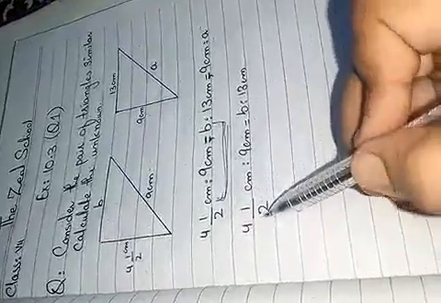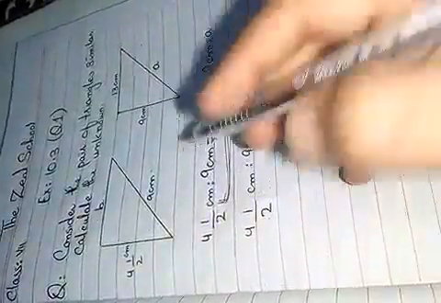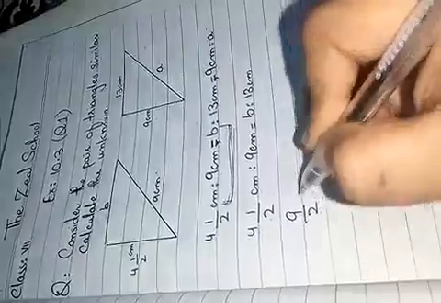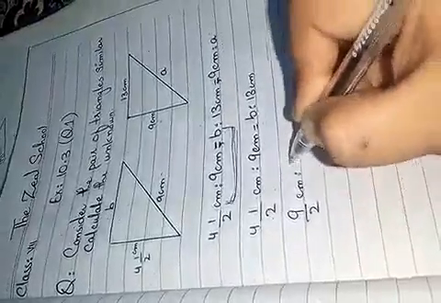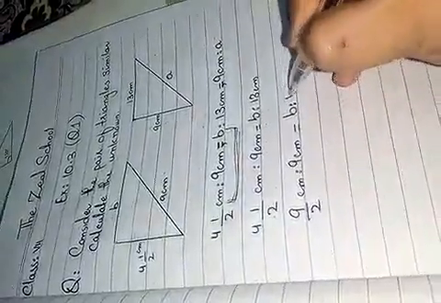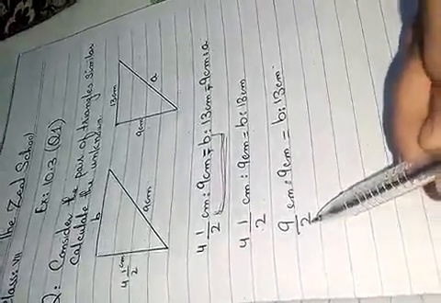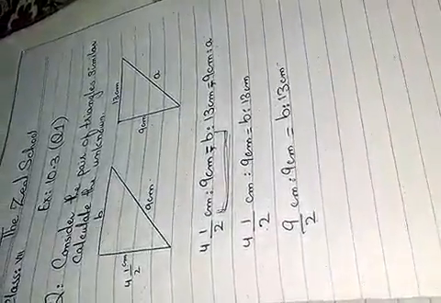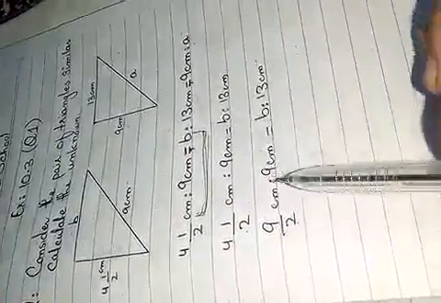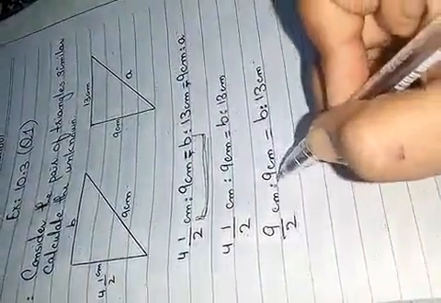First we have to solve this mixed fraction. 2 fours are 8 and 8 plus 1 is 9, so 9 upon 2 centimeters ratio 9 centimeters. When we have a ratio in fraction form, first we need to make their denominators the same. First we need to write both ratios as fractions, so we have to write this one also as a fraction.